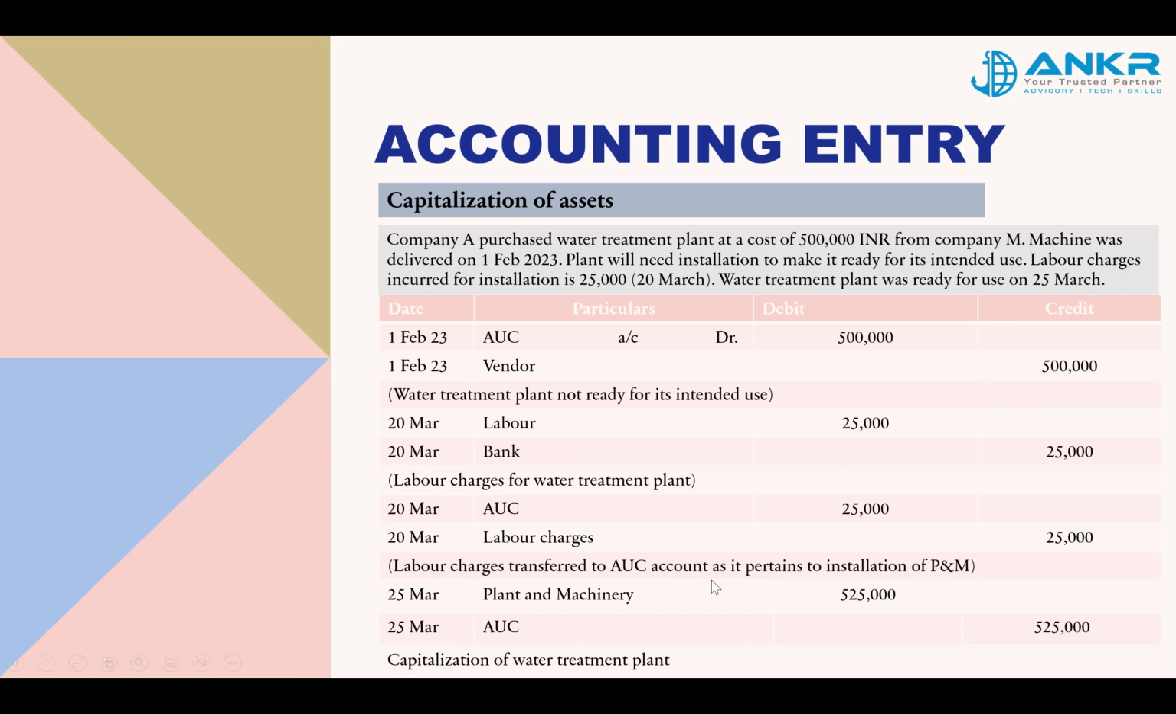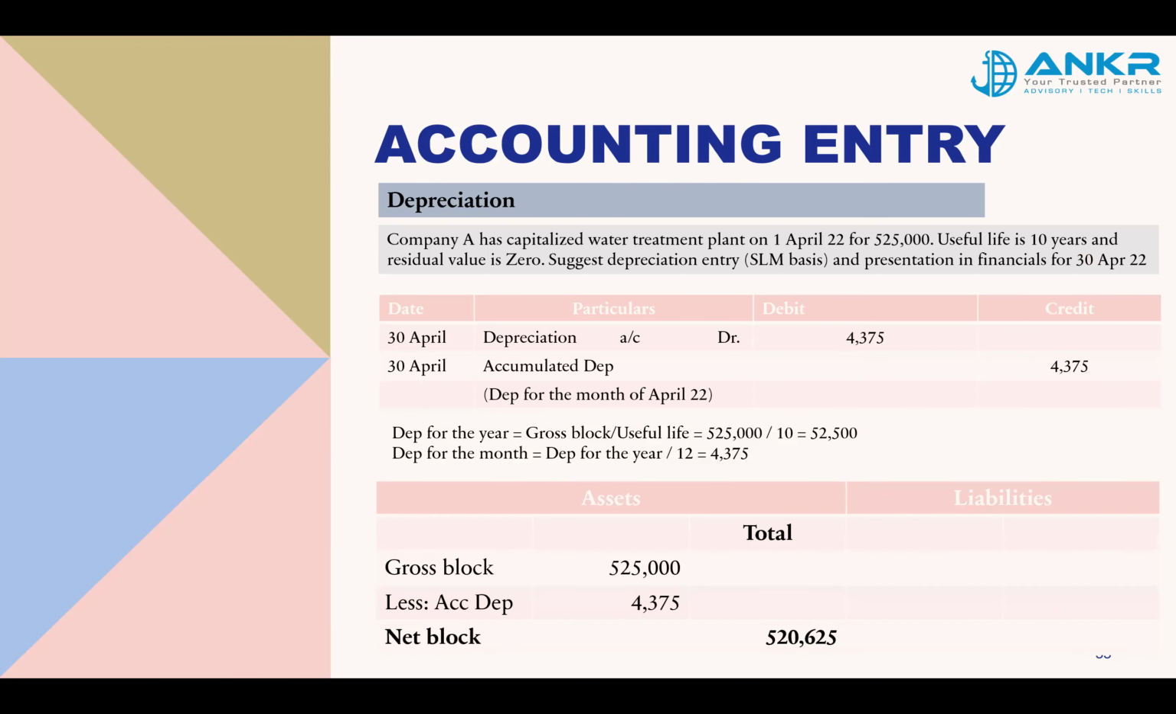And then on 25th March, the asset was ready for its intended use. So what I will do, I will transfer the amount of asset under construction to plant and machinery. So plant and machinery account debit 5,25,000 rupees to asset under construction. So the asset is capitalized, right? I hope I am able to make it clear with this example.